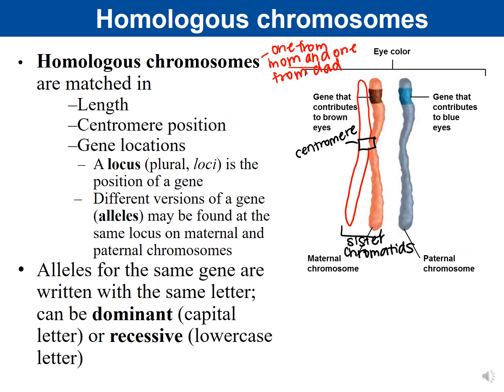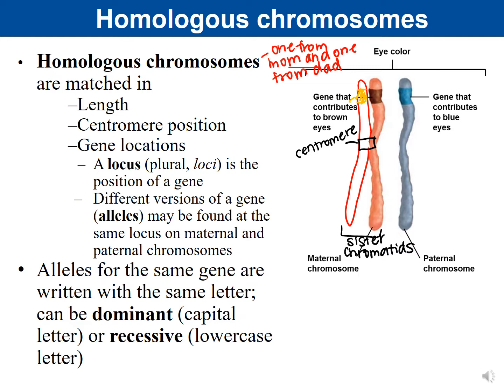But let's say, for example, that a person has one brown-eyed gene and one blue-eyed gene. So notice on the maternal chromosome, meaning the one that comes from mom, the mom has the brown-eyed gene. And so at that sister chromatid, because they're exact copies, at the same position on the sister chromatid is the other gene that contributes to brown eyes.